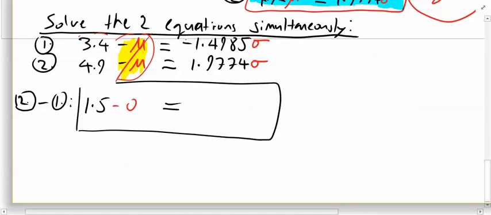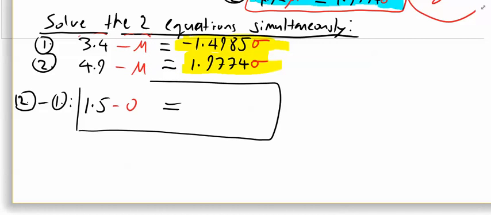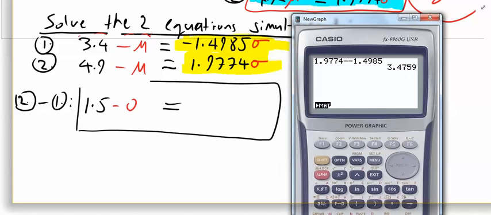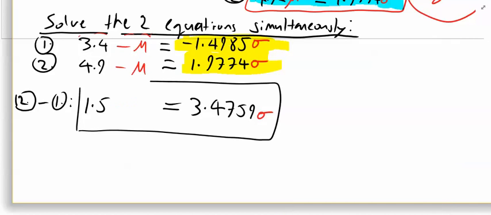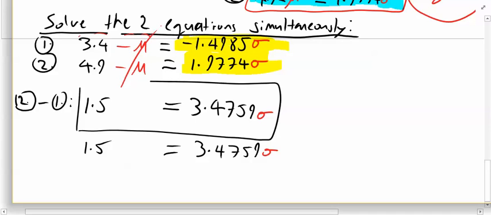Equals, now I'm going to focus on the numbers and the sigma symbol on the right-hand side. So 1.9774 sigma minus negative 1.4985 sigma. So I get 3.4759 sigma. Now I don't need to bother writing the minus 0. So now I've got a simple linear equation with one unknown, which means I can solve it, because I've eliminated the mu symbol.